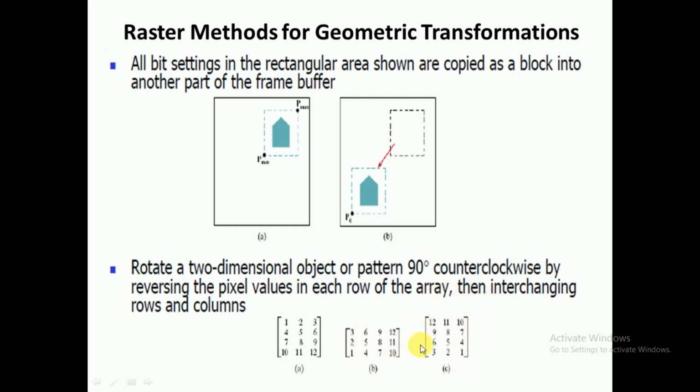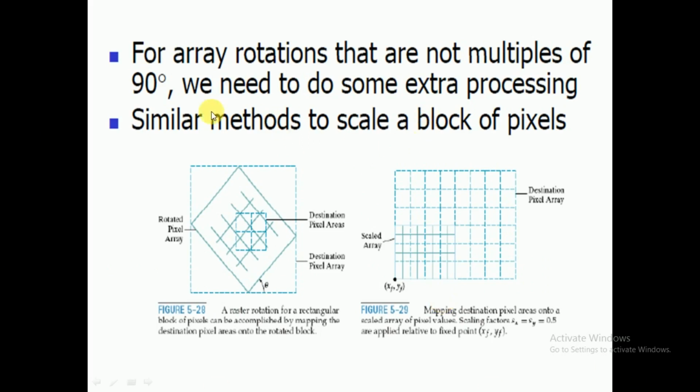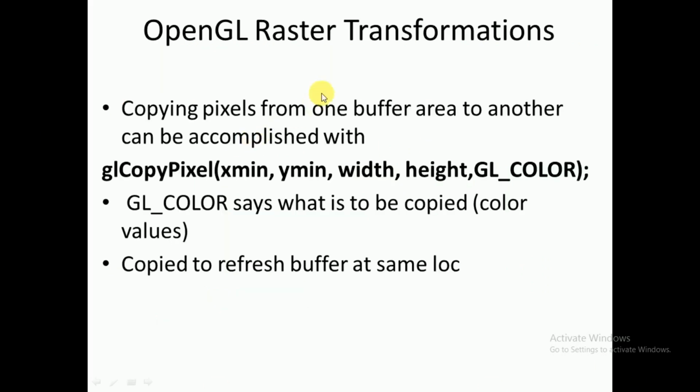Then if you display this matrix, you will see that the object is rotated 90 degrees counterclockwise, right? We have not used any equation, we have not done any translation, we have just exchanged the rows and columns. This is what happens, and it is the same with scaling. Next, OpenGL raster transformation.